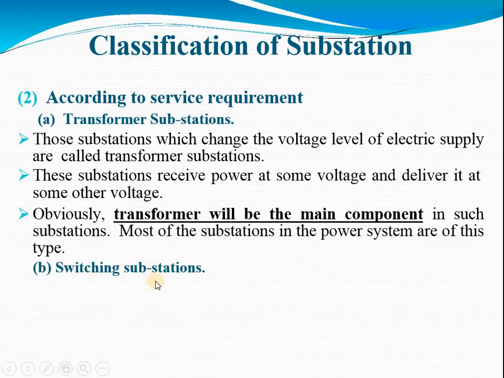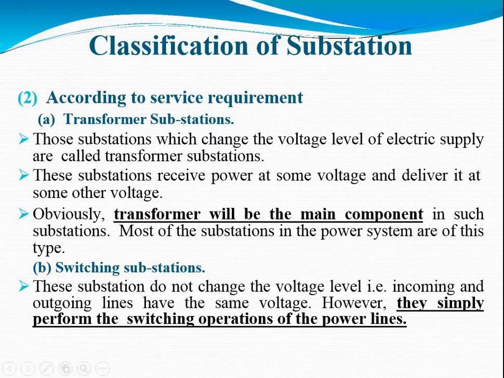The second subtype is the switching substation. The name indicates itself. Switching means it is only for the purpose of switching a particular transmission line on or off. These substations do not change the voltage level. That is, incoming and outgoing lines have the same voltage. They simply perform the switching operations of the power lines.